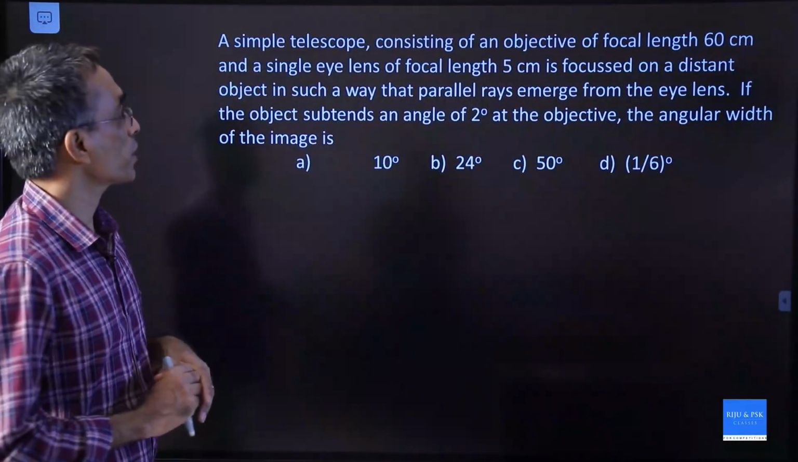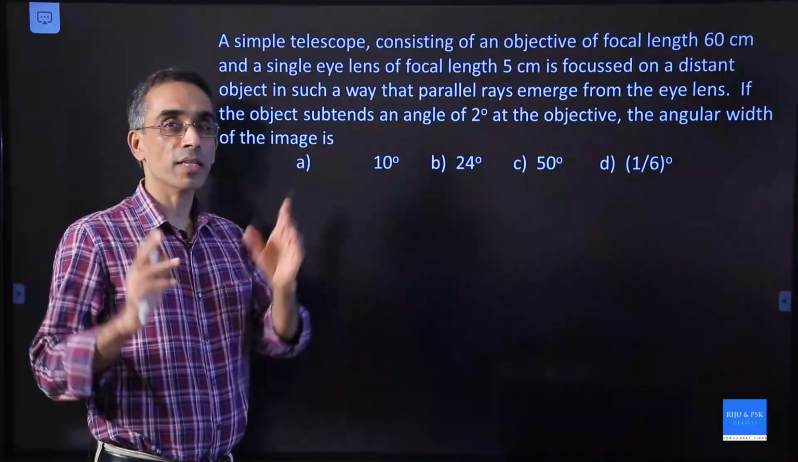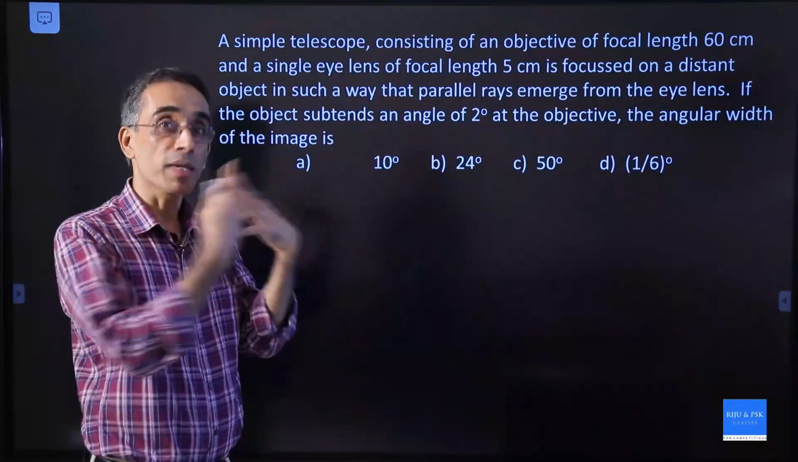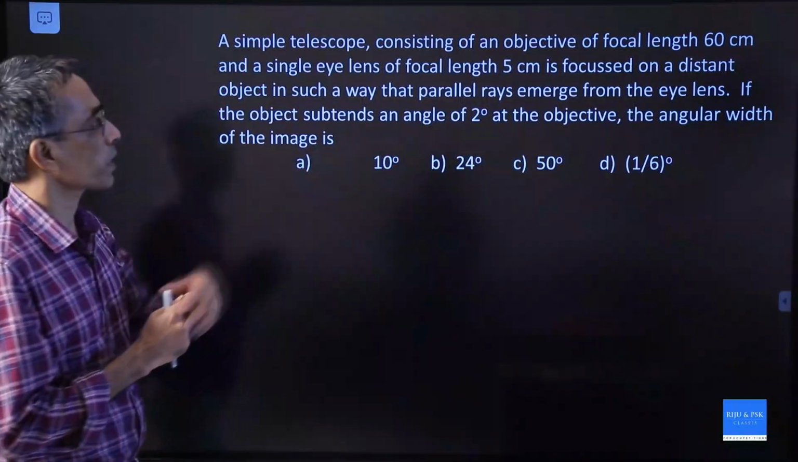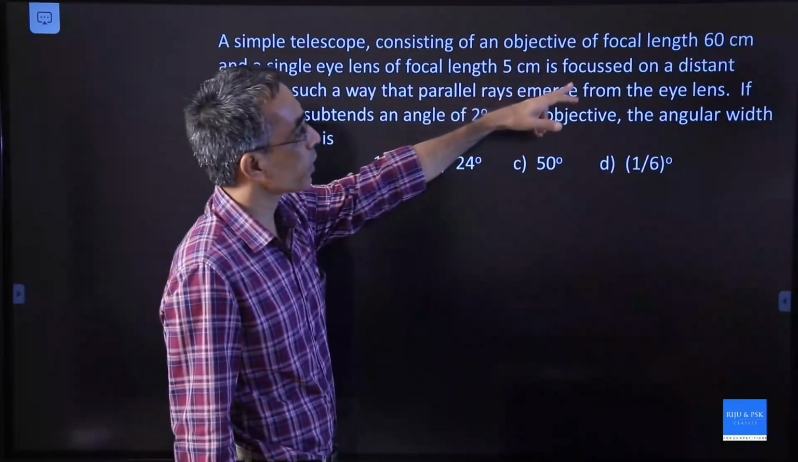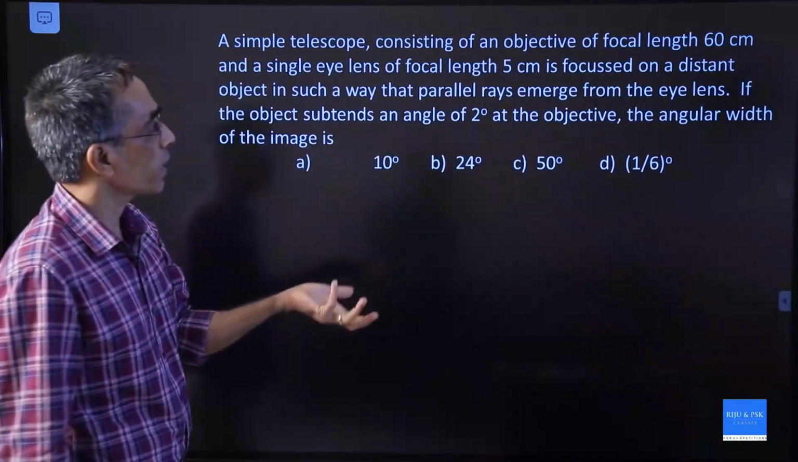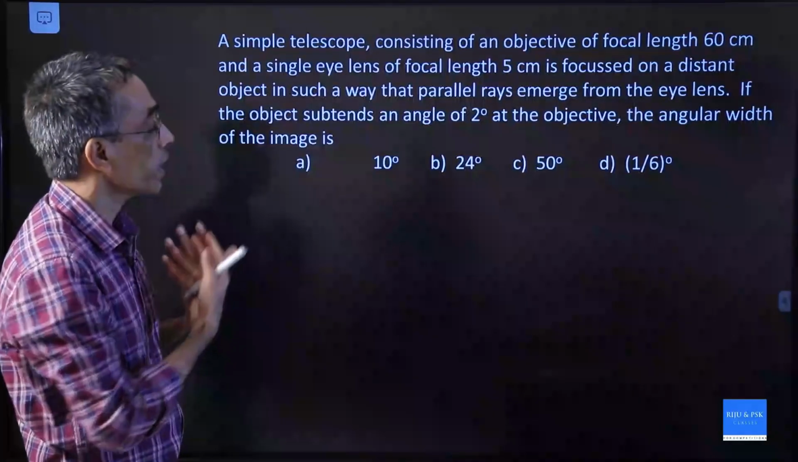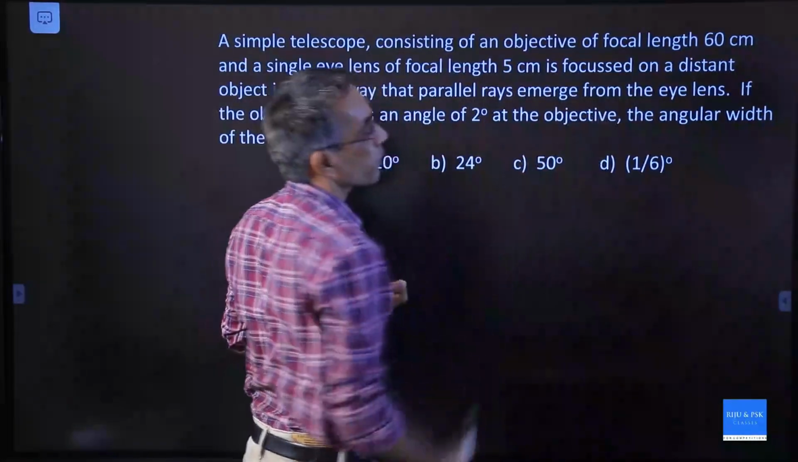Again another question with a telescope, simple telescope. Do not worry about simple telescope, because the telescope that we study has got only 2 lenses. That is why it is a simple one. The modern telescopes have got multi lenses, so this is called simple telescope, consisting of objective of focal length 60 and a single eye lens of focal length 5 cm, focused on a distant object in such a way that parallel light rays emerge from the eye lens.